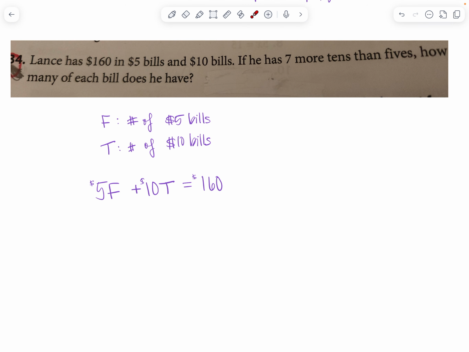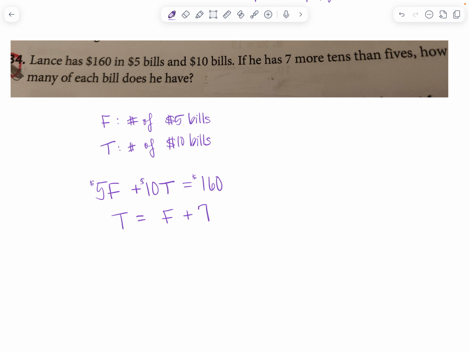So if he has more 10s than 5s, then what we're going to say is that the number of $10 bills is going to equal, let's see, what did he say? He has 7 more 10s than 5s. So you have to take the number of 5s and add 7 to that.